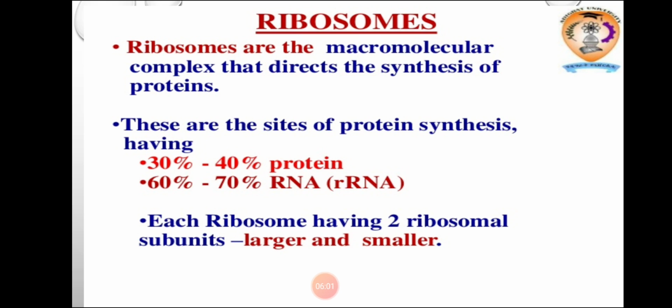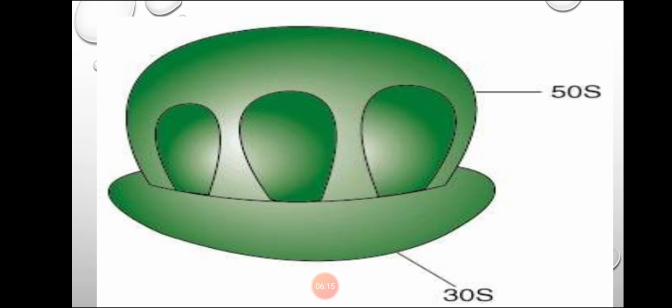Each ribosome consists of larger and smaller units, 2 units. These subunits occur separately in cytoplasm. You can see here the larger and smaller unit. One is 50S and the other one is 30S. Only during protein synthesis, these 2 subunits get associated together due to Mg+2 ions. Both units are separately present in cytoplasm, but during the process of protein synthesis they come together, and this association is because of the presence of Mg+2 ions.